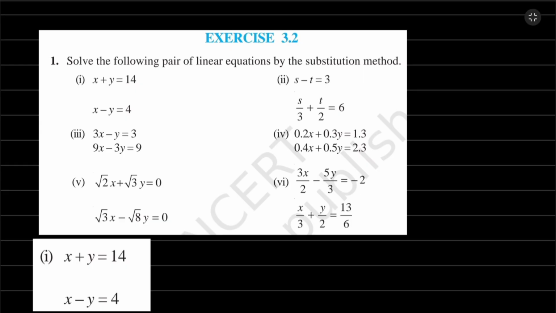Exercise 3.2 of your NCERT chapter 3, which is pair of linear equations in 2 variables. I have already covered and solved your first exercise 3.1. Do check it out if you haven't. So today we will be doing exercise 3.2. The very first question is, solve the following pair of linear equations by substitution method. So you have got 6 questions, and all the 6 questions have to be solved using substitution method.